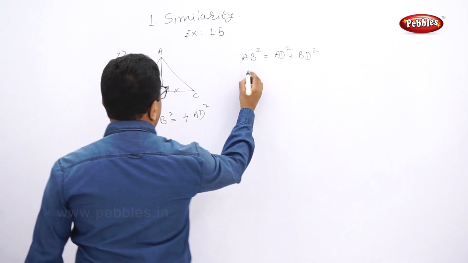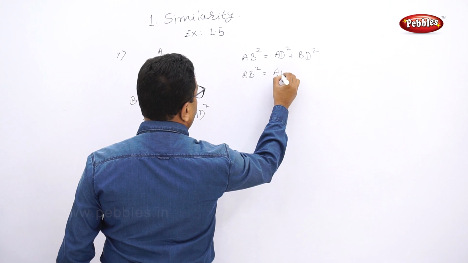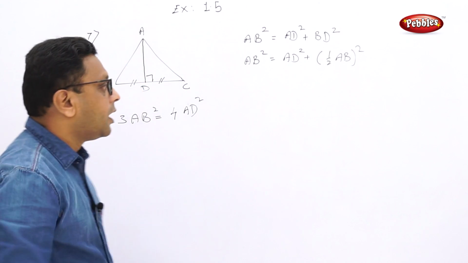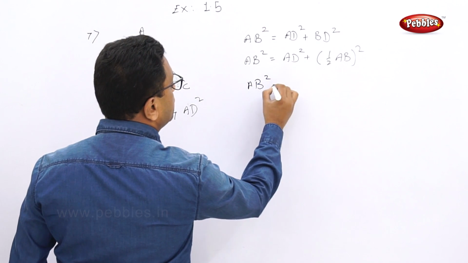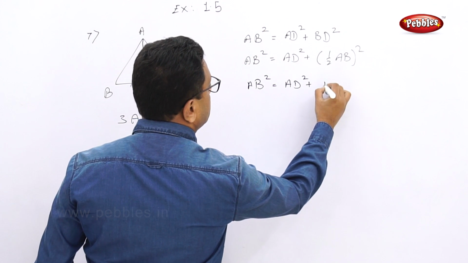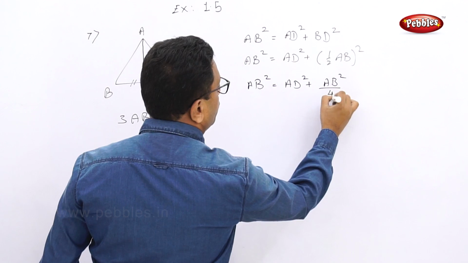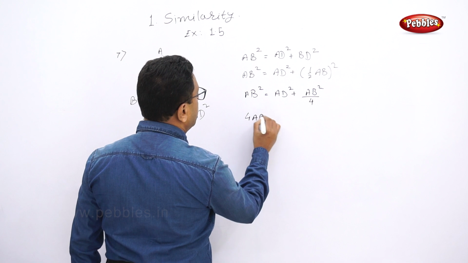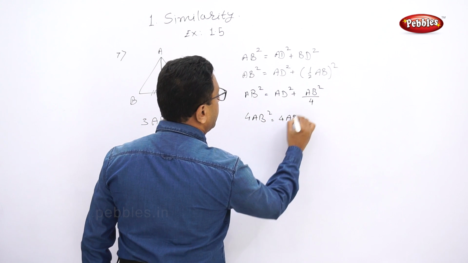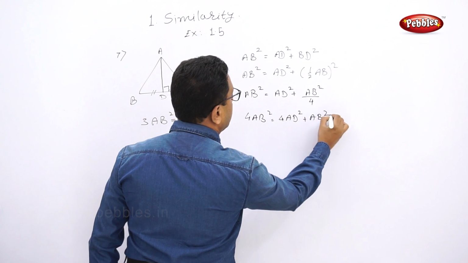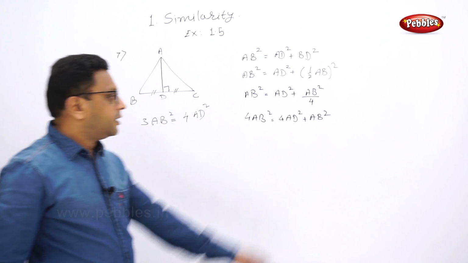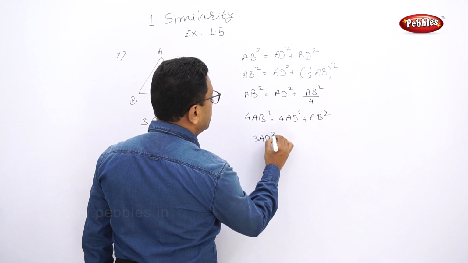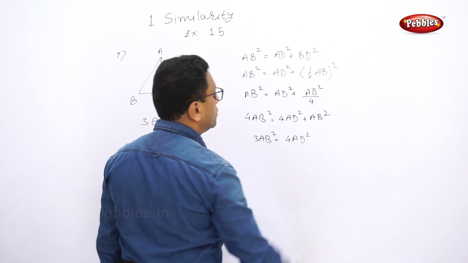So let us write AB square is equal to AD square plus half of AB, whole square. Hence I can write AB square is equal to AD square plus AB square upon 4. Now just multiply both sides by 4. So I have 4AB square is equal to 4AD square plus AB square. Take this AB square to the left hand side. 4AB square minus AB square is equal to 3AB square, which equals 4AD square. Proved.